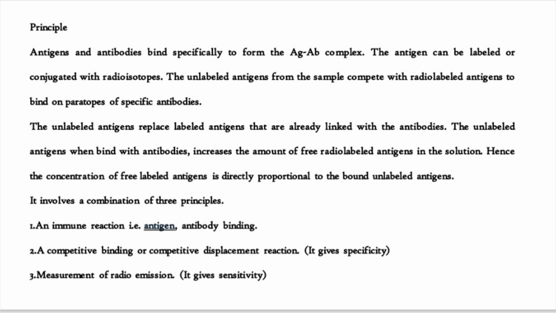Principle: antigens and antibodies bind specifically to form the antigen-antibody complex. The antigen can be labeled or conjugated with radioisotopes. The unlabeled antigens from the sample compete with radiolabeled antigens to bind on paratopes of specific antibodies. The unlabeled antigens replace labeled antigens that are already linked with the antibodies. The unlabeled antigens, when bound with antibodies, increase the amount of free radiolabeled antigens in the solution. Hence, the concentration of free labeled antigens is directly proportional to the bound unlabeled antigens.